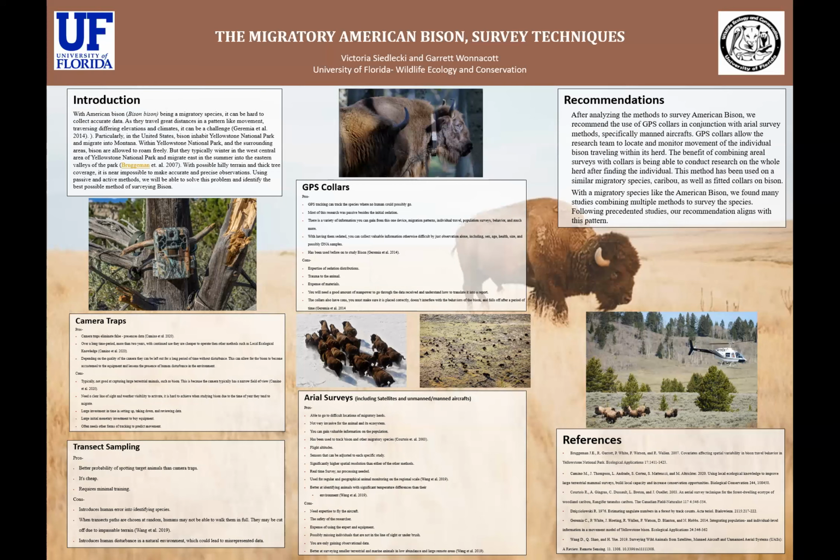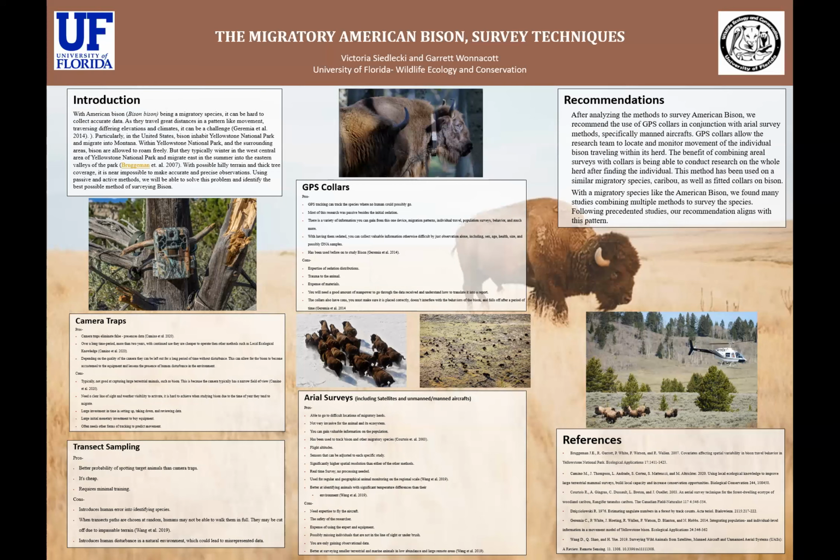But overall, after looking at all of our methods, we recommend using GPS collars in conjunction with aerial survey methods, specifically manned aircrafts like helicopters. The collars allow you to monitor an individual, and then as that individual moves within the herd, you can gain all of that extra data and survey the herd.